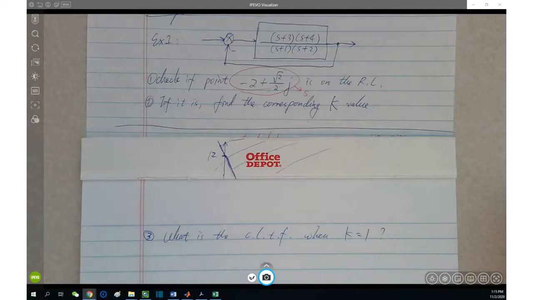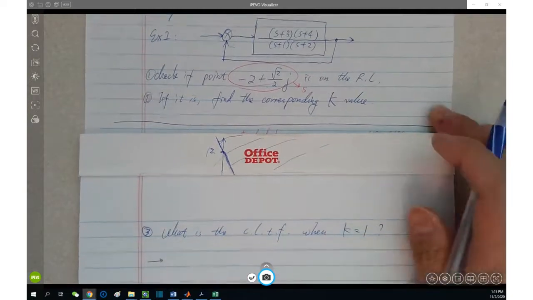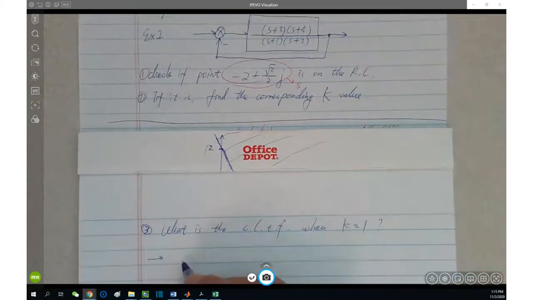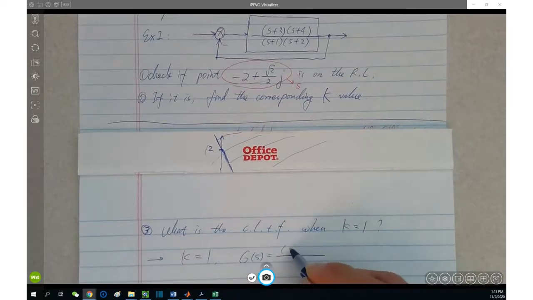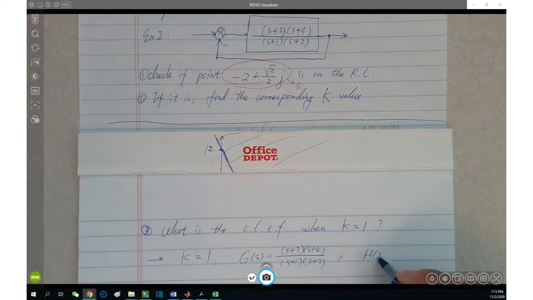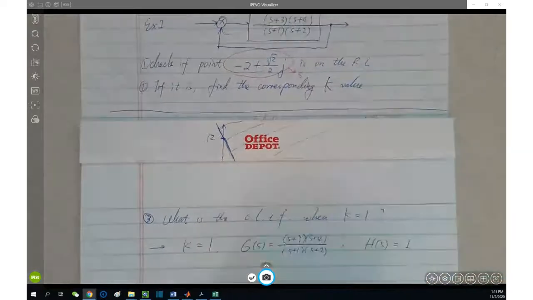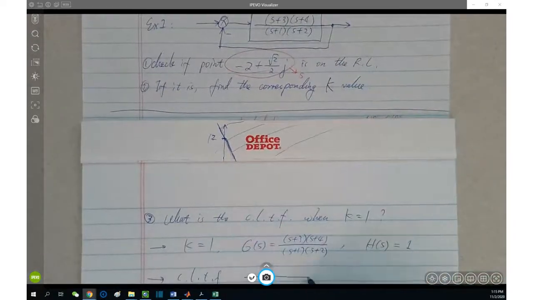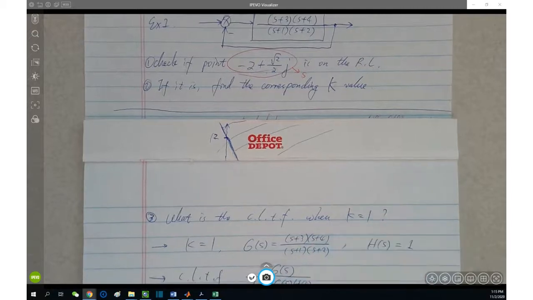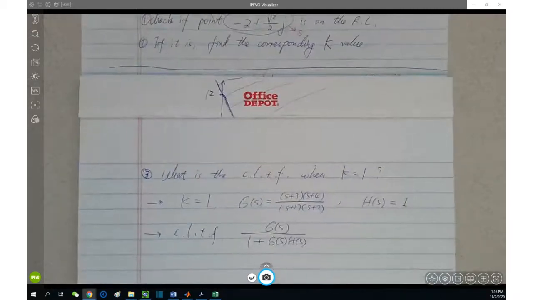This is very straightforward, right? K equals 1 means your system has K equal to 1. Your G of S remains as this, and your H of S equals unity. That remains the same. For the closed loop transfer function, you just look from here. Right? What is it? One plus GH of S. And of course, here we know we have K.